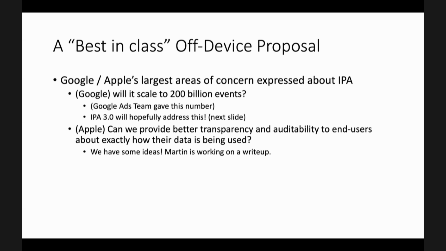We're working on this new version of IPA. I'll talk about the versions of IPA in a second, and hopefully we're going to be able to address this. Apple has cited this concern about user transparency and auditability. They really would like an API where a single user of a single Apple device can go and understand exactly how is my data being used, with some kind of an interface that tells them something about what's going on. And that's potentially something that we can do as well with IPA. So Martin has some good ideas. He's working on some write-up of this, and hopefully we'll be sharing that soon with the W3C.